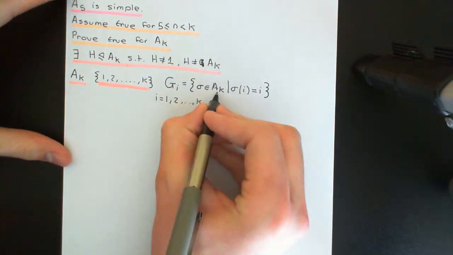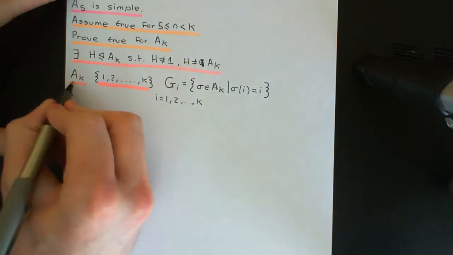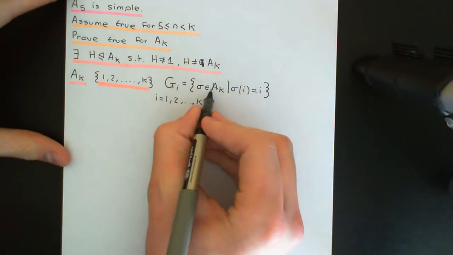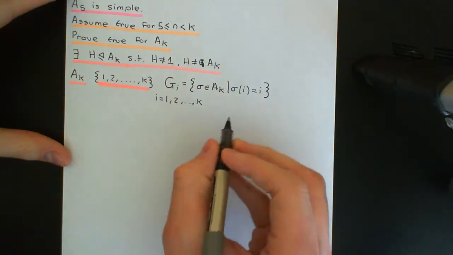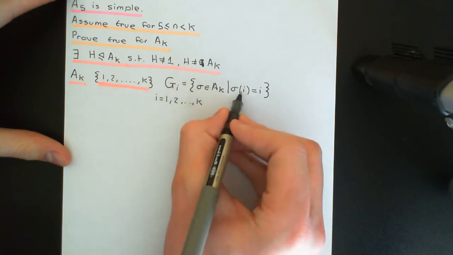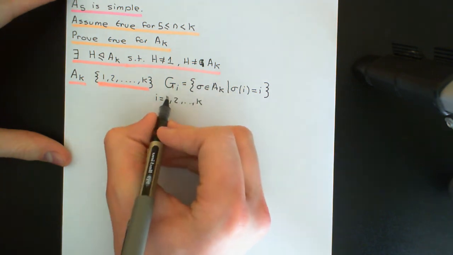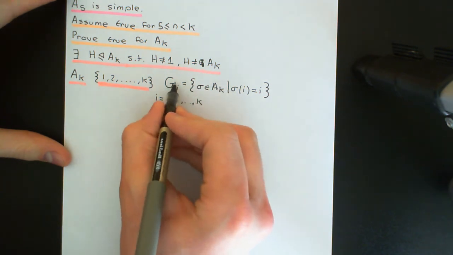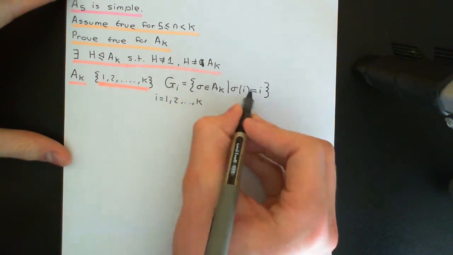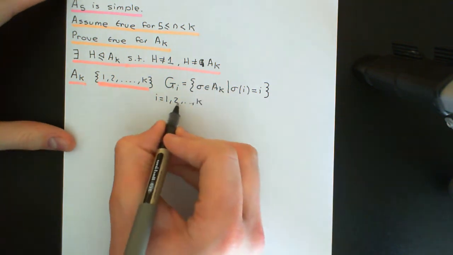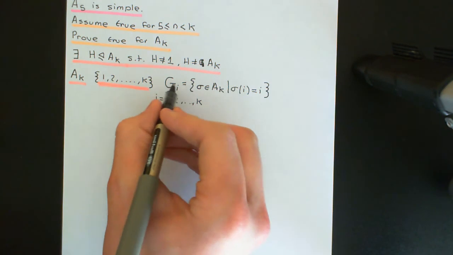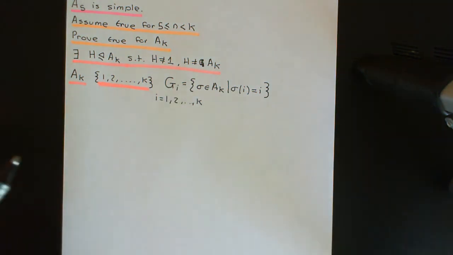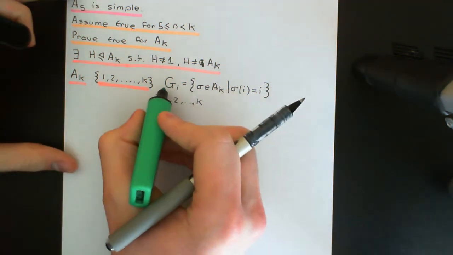Okay, so you go through all of the elements of the alternating group on the set of k elements, and they're all even permutations of this set 1, 2, all the way up to k. And you look for those that fix this element I. So you pick an I. You could have picked I to be equal to 1, and then you'd want all of the permutations which fix 1. If I was equal to 2, you'd want all of the permutations which fix 2, etc. So you've got k of these special subgroups of the alternating group on the set of k elements.